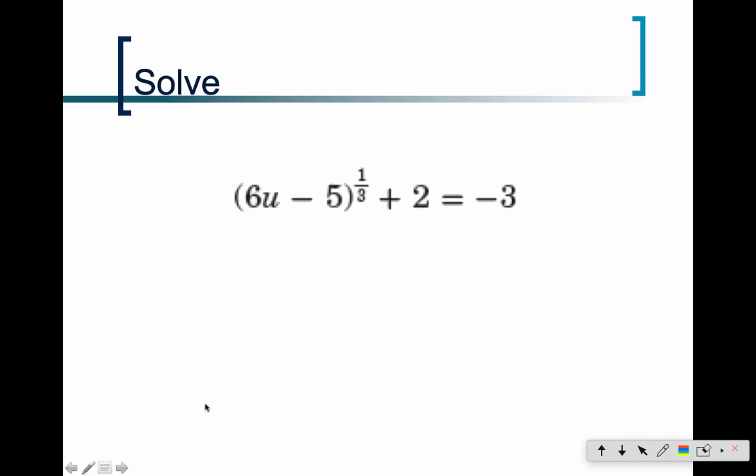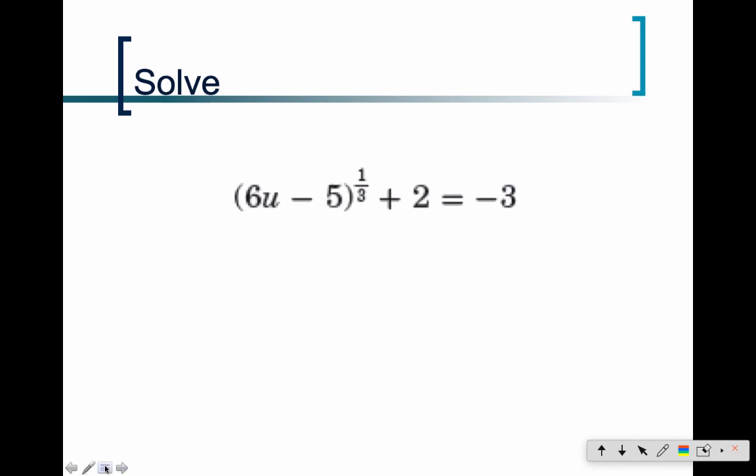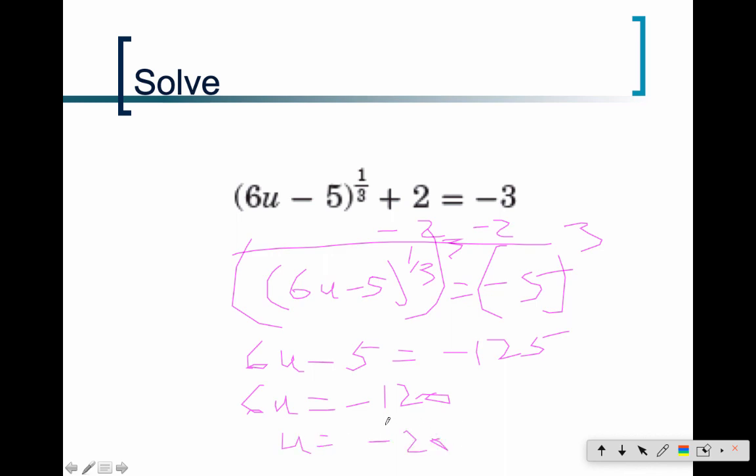Another one, except this is a negative again. Please keep in mind the minus 2, 6u minus 5 to the 1/3 is negative 5. Again, you can take the cube root and get a negative. You can take an odd root and get a negative. You cannot take an even root and get a negative. Very important. 6u is negative 120. U is negative 20.